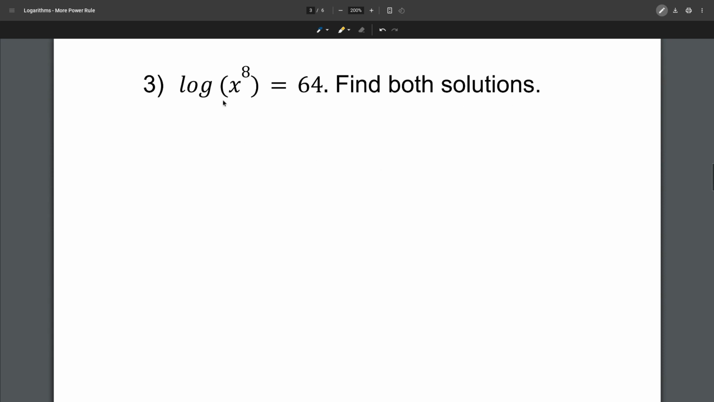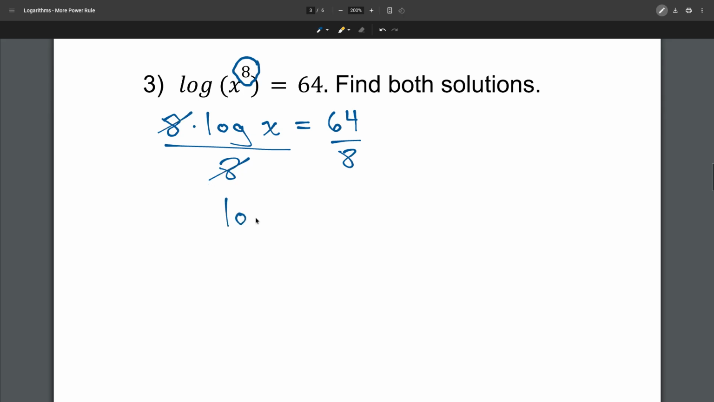All right, so here we have log of x to the 8th equals 64. So we have an even power here, so this is going to be a little different in the end. But we're going to start the same. We're going to do 8 times the log of x and set that equal to 64. Then I'm going to divide both sides by 8. The 8's here are going to cancel, and we're going to get the log of x equal to 8.